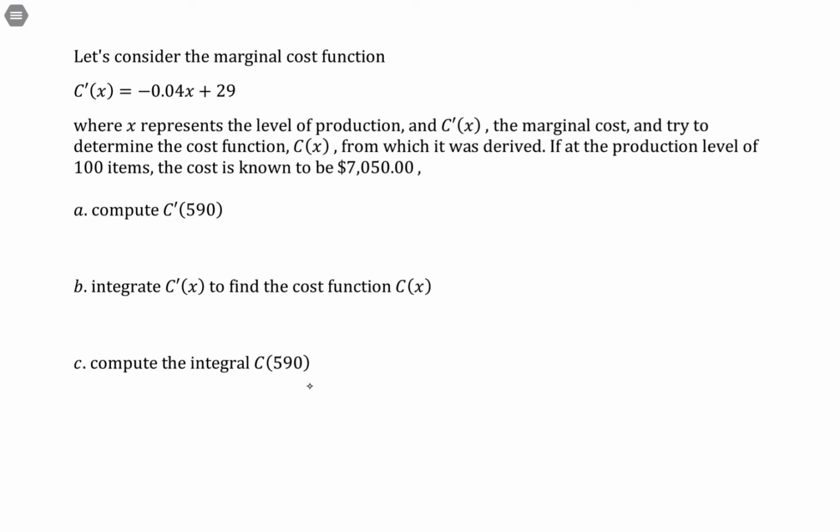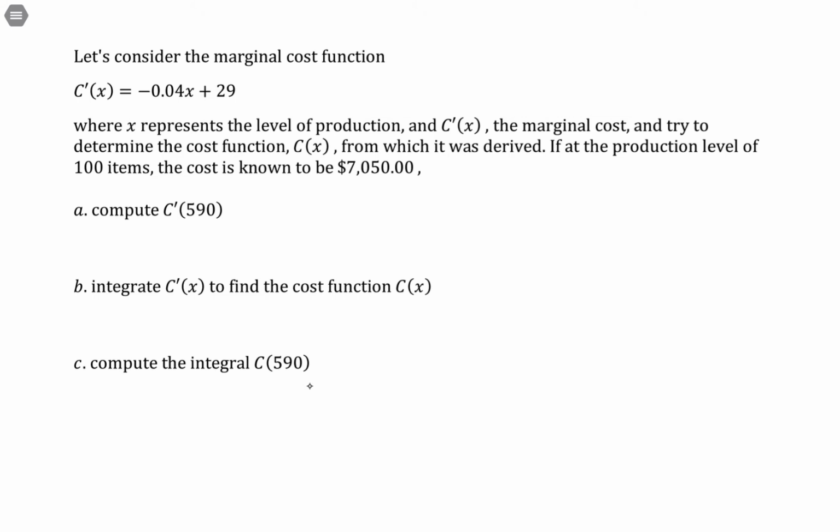Let's consider the marginal cost function, C prime of x equals negative 0.04x plus 29, where x represents the level of production and C prime of x is the marginal cost. We try to determine the cost function, C of x, from which it was derived, if at the production level of 100 items, the cost is known to be $7,050.